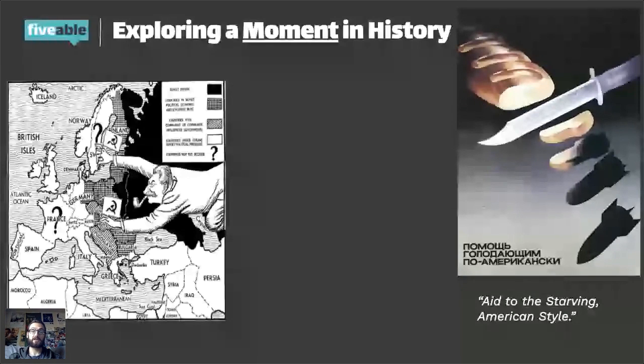Some propaganda, yeah? Propaganda and a political cartoon. Russia trying to expand its control. Bread to missiles on the right, showing food aid used as a disguise for warfare. The one on the right talks about Russians dealing with starvation, or Americans dealing with starvation.